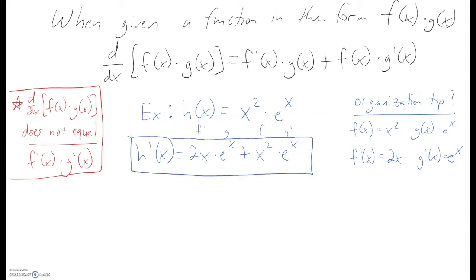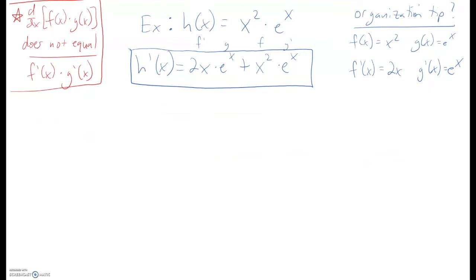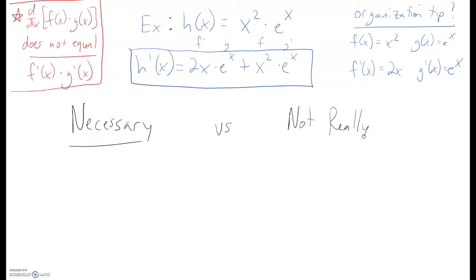I'm not too worried on it for that initial example, but we're going to jump into two more examples right away to highlight when this rule is necessary versus when it's not really necessary. Because it's a more complicated rule, so if you could avoid it, that wouldn't be a bad thing. And so let's take a look at one more example like the starting example where the product rule is going to be necessary.